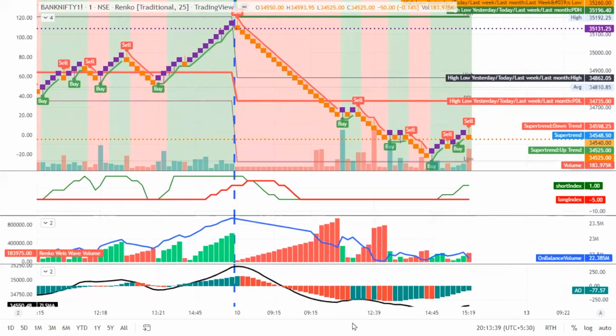Okay, there's no time here. We have to add time. I don't know why it is missing in this chart. But here there is a time.